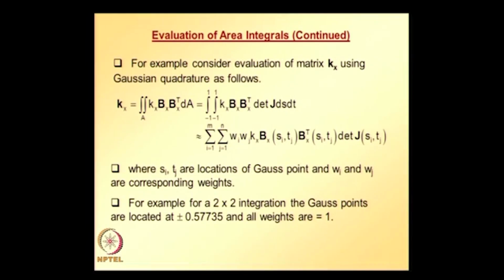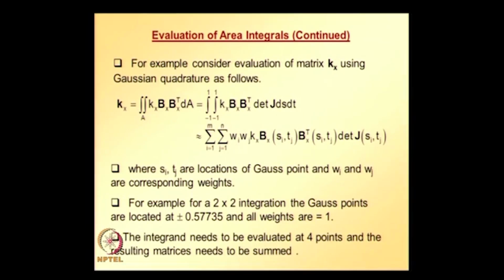So, if we decide to use 2 by 2 integration, the integrand needs to be evaluated at 4 points and the resulting matrices need to be summed up, as per the formula shown. Kx is not assumed to be a function of spatial coordinates x, y or S, T if the coefficient is not constant, unlike what is shown here.